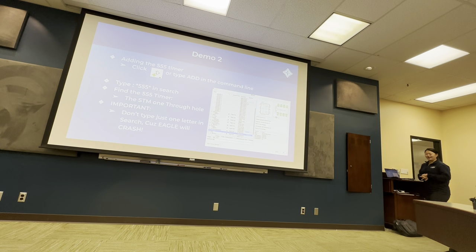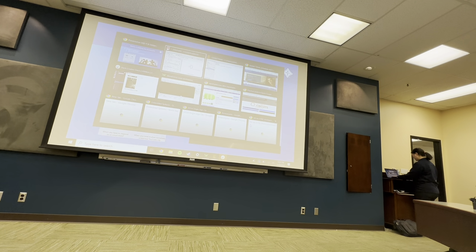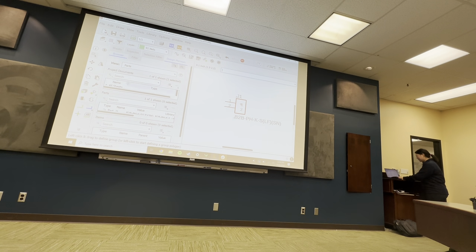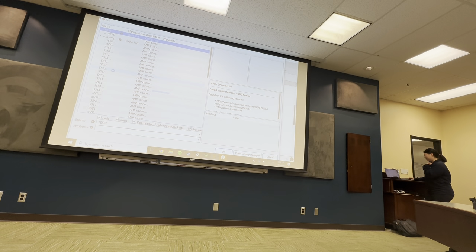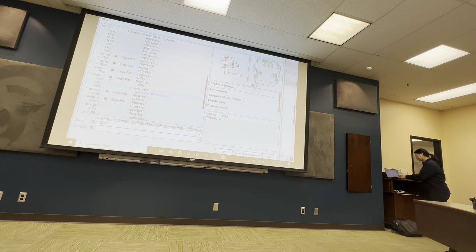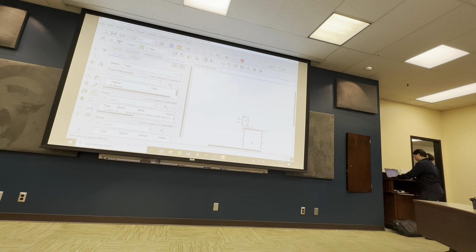So let's first start by adding the 555 timer, which is this part right here on your Eagle. So you go to Eagle. Let's hit the add components part and put in star on the search bar, and then click on 555, and then click star again, and then click OK. Now you'll see all kinds of different 555 timers, but the one we are going to use is the ST microcontroller one, the NE555. Go ahead and click OK here, and just place it wherever you want it to be.